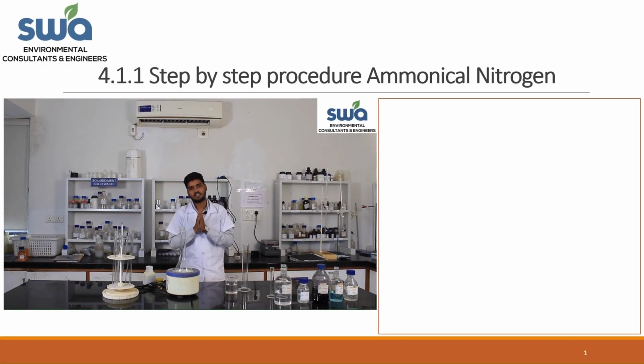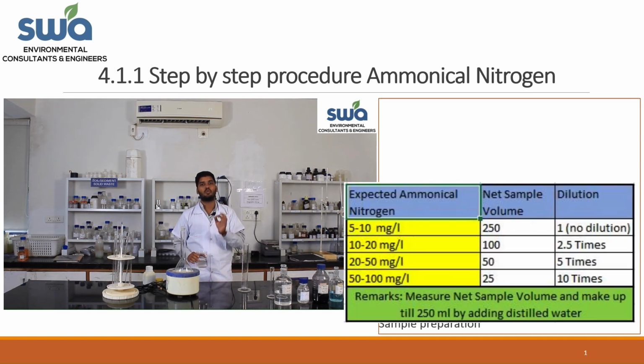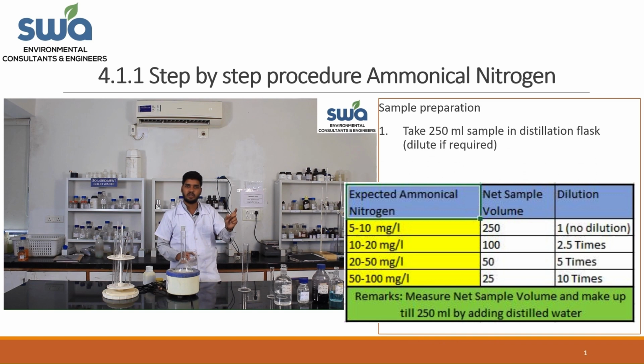So now let's start the procedure of measuring ammoniacal nitrogen. We will measure first the ammoniacal nitrogen, then after we will measure organic nitrogen in the same sample. The ideal sample taken in this process is 250 ml. You can see the table on your screen. If you suspect a higher amount of ammoniacal nitrogen is present in your sample, you can dilute as per your requirement, as given in the table.